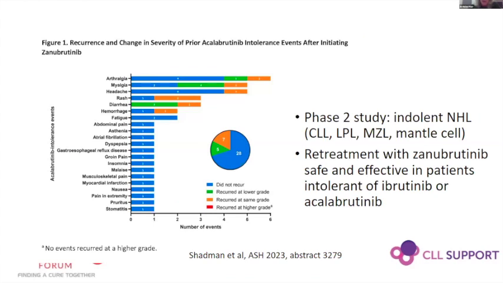But essentially, when patients had had to stop either ibrutinib or acalabrutinib because of toxicity, and then they were retreated with zanubrutinib, you can see that in the majority of patients, coloured in blue, the toxicity that had been a problem on the ibrutinib or acalabrutinib did not recur. In a small number of patients, the toxicity did recur, but it was either at a lower grade, the green bits, or at the same grade, the orange bits, that they'd experienced before, and never at a higher grade because there's no red bits on the chart.